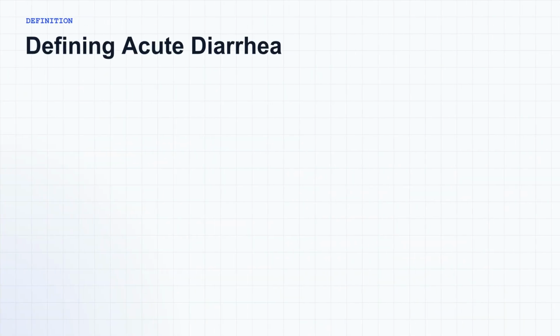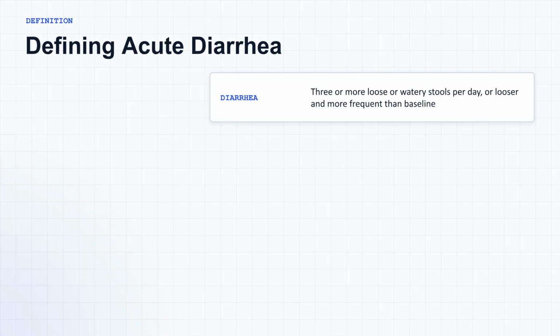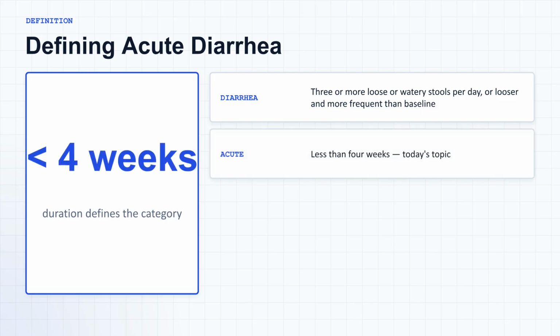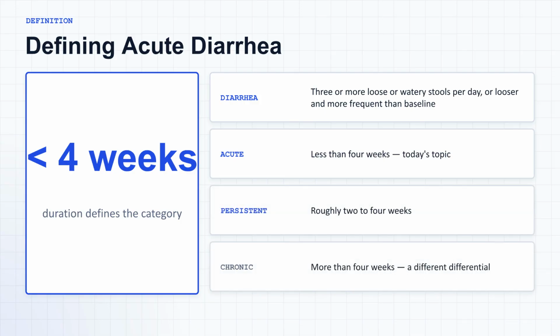Let us define our terms. Diarrhea is 3 or more loose or watery stools in a day, or a clear drop in stool consistency with more frequent stools than that patient's baseline. Duration is what separates the categories. Acute diarrhea lasts less than 4 weeks. Within that window, most clinicians split further. Roughly 2 weeks or less is acute, and 2 to 4 weeks is called persistent. Anything beyond 4 weeks is chronic diarrhea, a completely different differential, and a separate lecture.